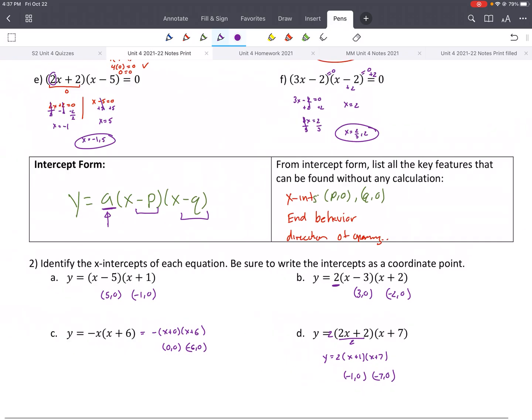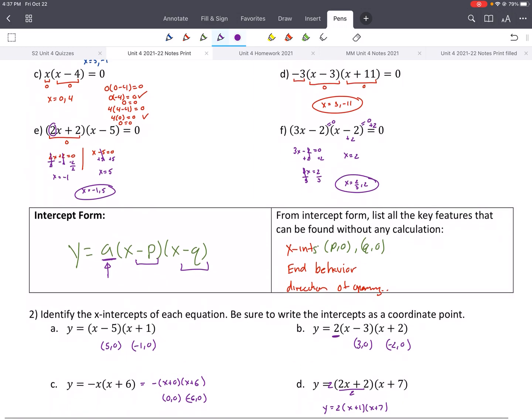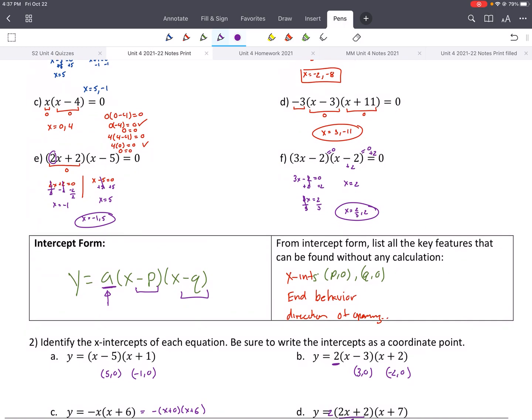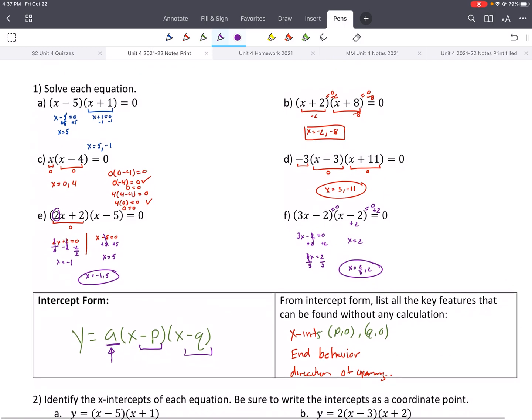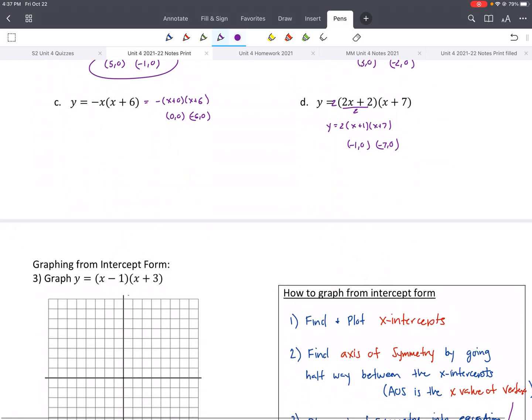Okay, so if you look at that and look at what we had above, that helps us realize again that our x-intercepts are our solutions. So like here, where x is 5 and -1, here we have 5 and -1. Okay, so those are the same.